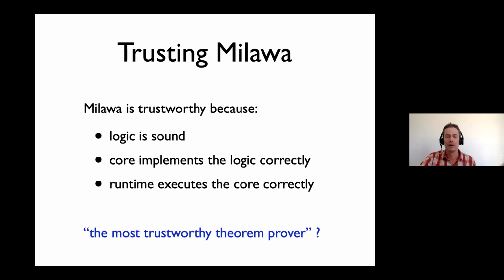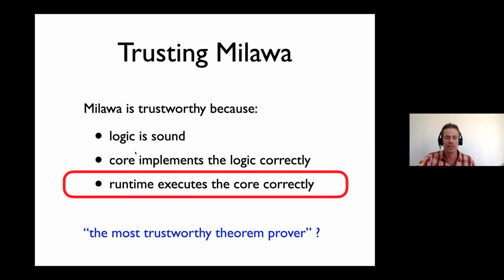Okay, so to trust this, we had to prove that the logic is sound, the core implements the logic correctly, and the run executes the core correctly. And the result was, I would claim, the most trustworthy theorem prover, at least proof of the most trustworthy.